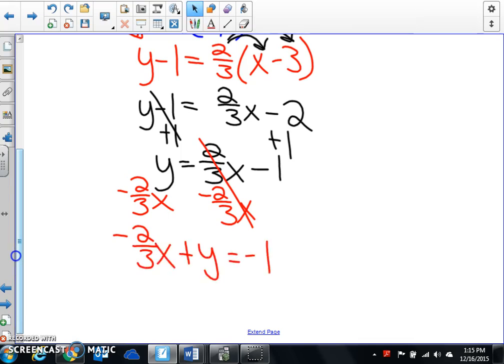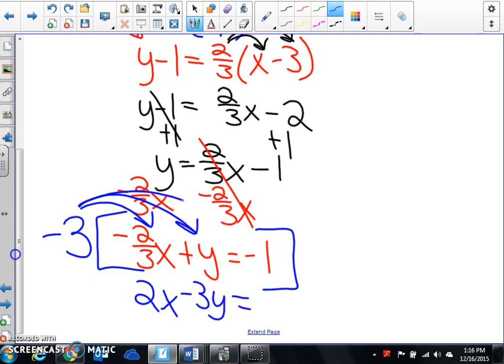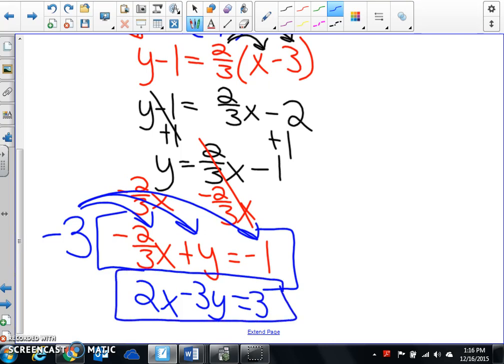All right, remember for standard form, A has to be positive. It's currently not, so we're going to multiply by a negative. And you cannot have fractions, so we're going to multiply by that denominator. Negative and negative is positive. The 3's go away, leaving me with 2x. Negative 3 times y is negative 3y. And negative 3 times negative 1 is a positive 3. So that's my standard equation.